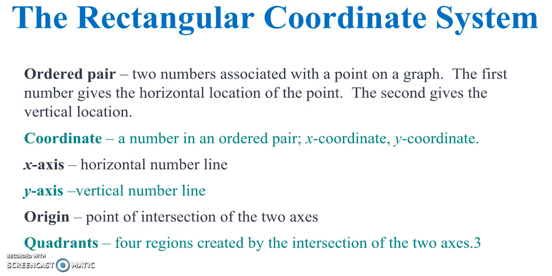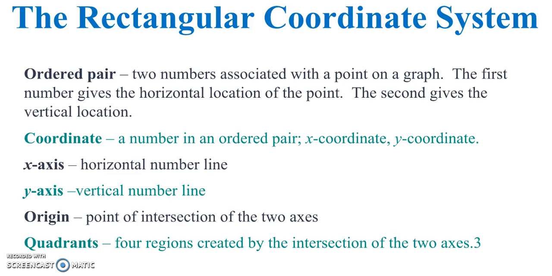A coordinate is just an ordered pair, so you'll have an x coordinate and a y coordinate. So it's always parenthesis, x coordinate, comma, y coordinate, and then close off the parentheses. An x-axis is that horizontal line, so the one moving left to right. The y-axis is the vertical line, all right? So the one moving up and down.